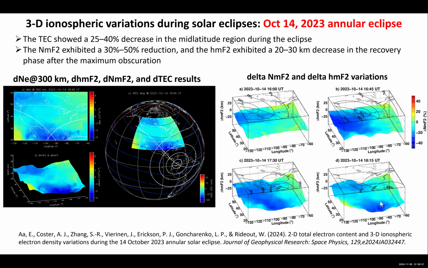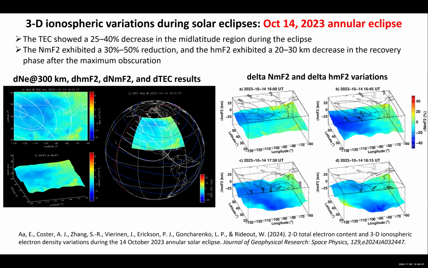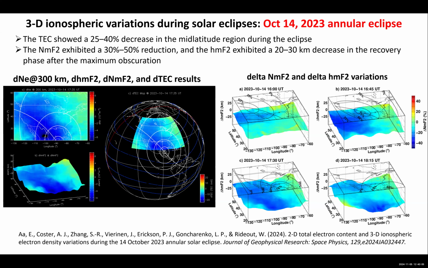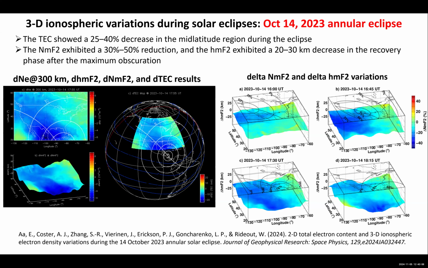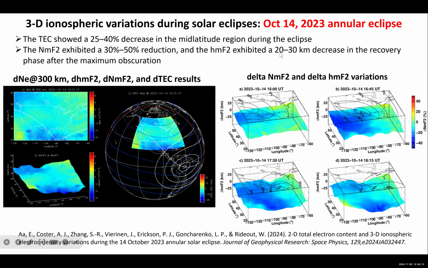So this means that there's a descending layer after the maximum obscuration, because the ionosphere was rebuilding from the lower altitudes after the eclipse. That's why we saw this HmF2 reduction. So this feature was revealed by TIDAS.